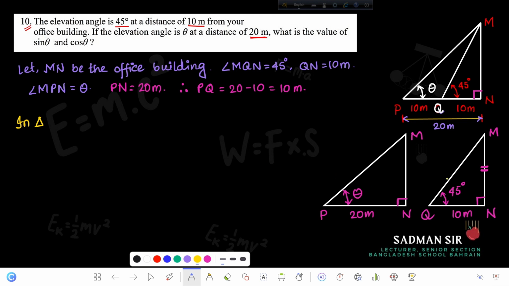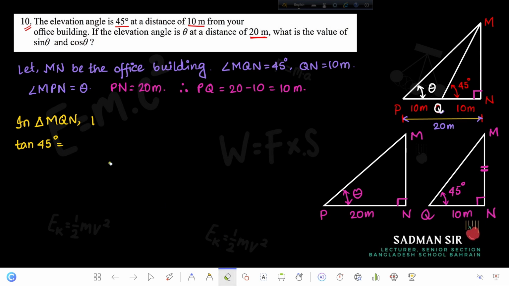In triangle, the smaller one, we always start using tan theta in the smaller one first. So in triangle MQN, we can just write it at 10, it is 45 degree. 45 degree is good because the value is 1. That makes the calculation much simpler and easy to do.